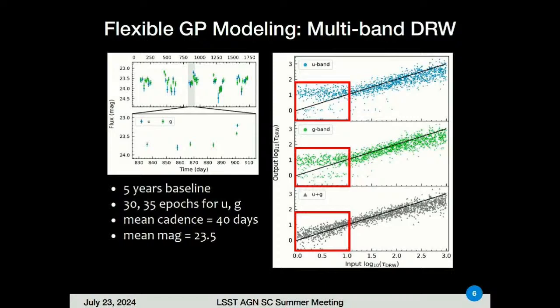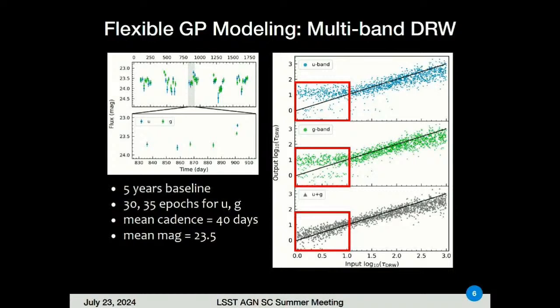X-axis is the input break time scale of the DRW, y-axis is the recovered one. If you look at the top two panels, that shows if you fit only the U band and G band, right? It looks good if you go beyond, let's say, 10 days or 20, 30 days. But there's no way you can recover anything below that. It just flattens because you don't have the cadence to do that, which is simple to understand.